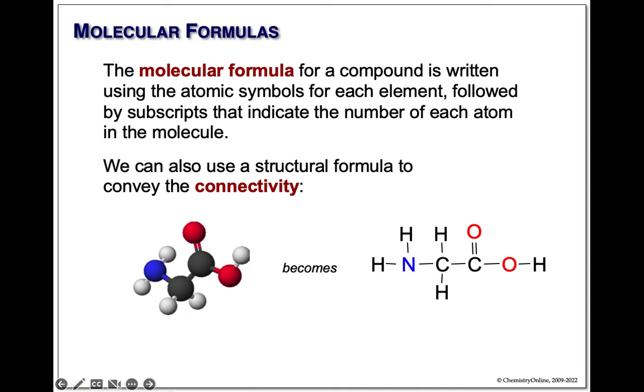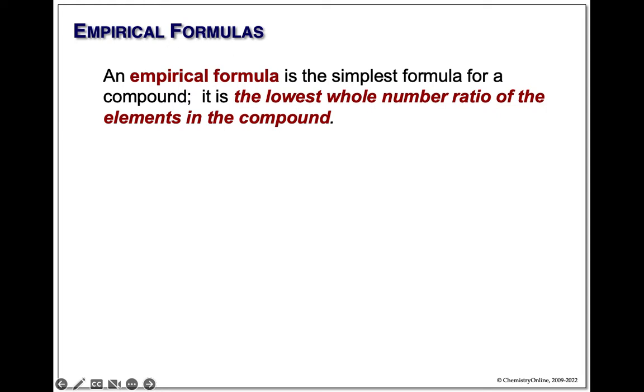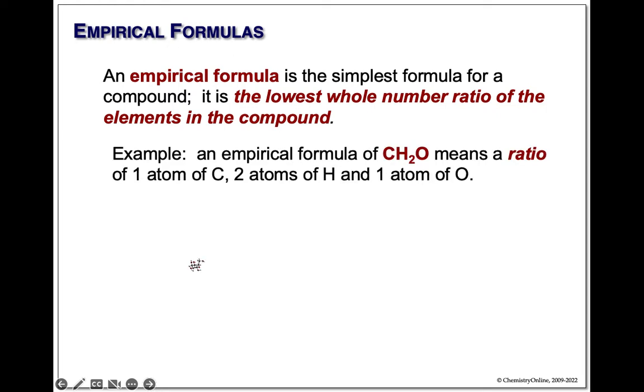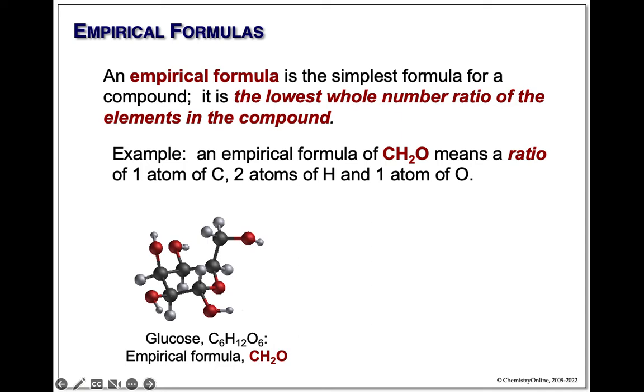All right, I said a while ago that the reason we care about mole ratios is that when we do chemical analysis, what you wind up with is a mole ratio. For example, empirical formula is the lowest whole number ratio of elements in a compound. This is glucose. We have a ring of carbons, a bunch of hydrogens, a bunch of oxygens, C6H12O6.